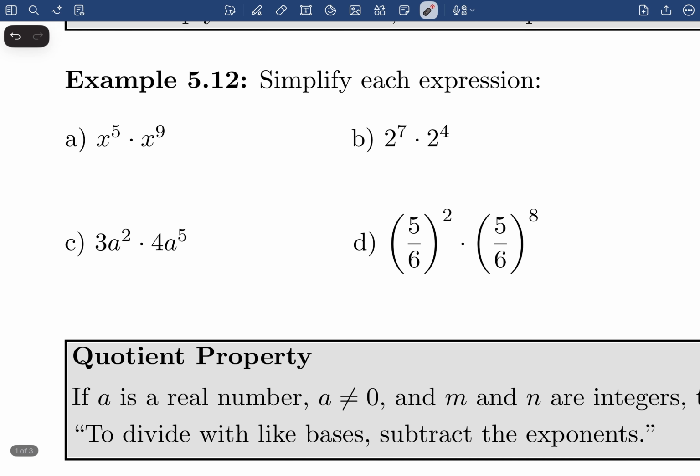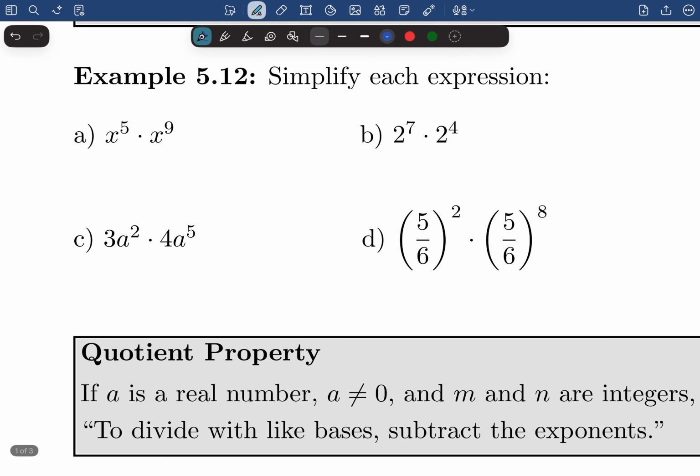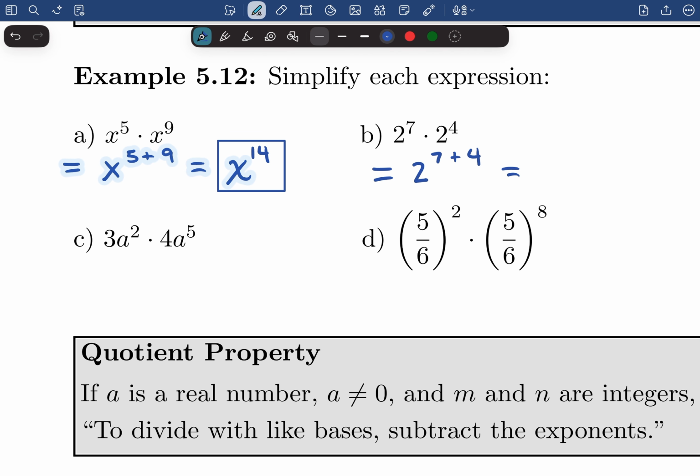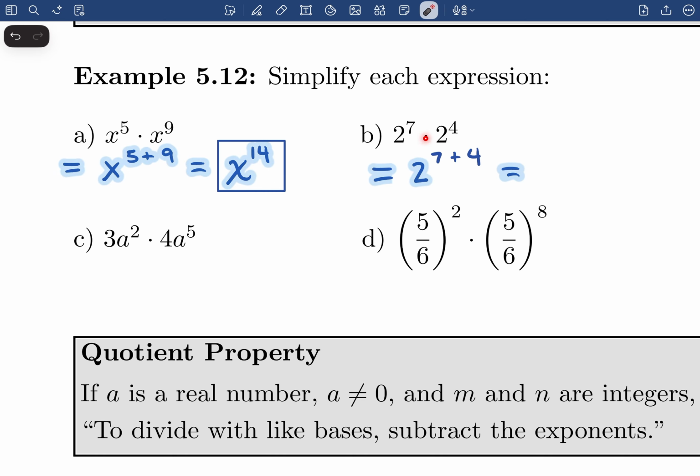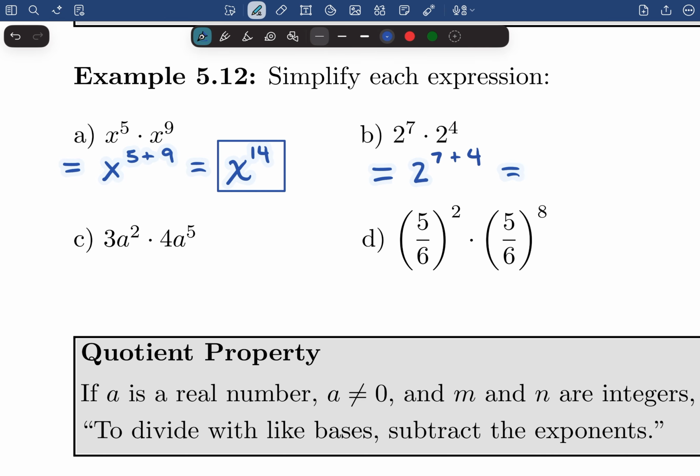Looking here, I see x to the 5th times x to the 9th, and the product rule says I can take the base x and raise it to the 5 plus 9 power. I'm adding the exponents together, and I now have x to the 14th. So we have simplified. Let's try another. Part B, 2 to the 7th times 2 to the 4th equals 2 to the 7 plus 4 power. We had the same base multiplied, so I could add the exponents. This is the product rule in action. That's 2 to the 11th power.